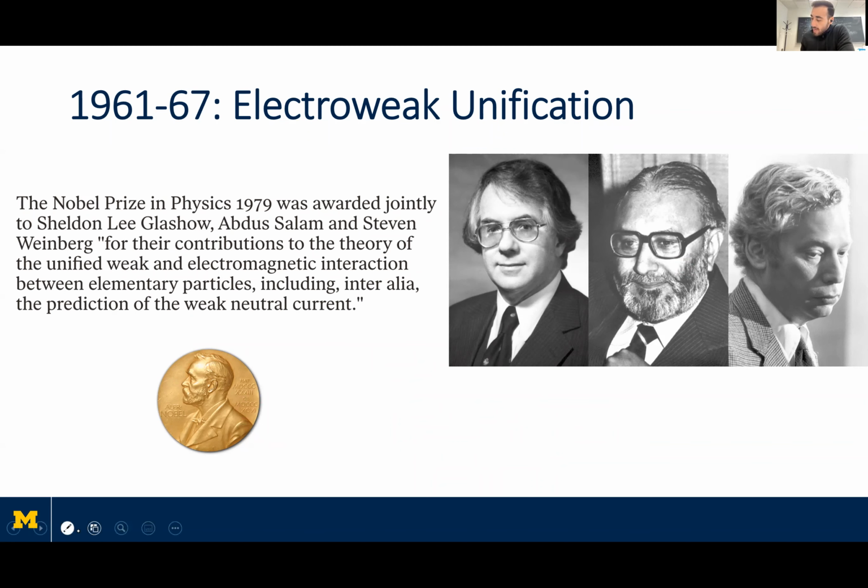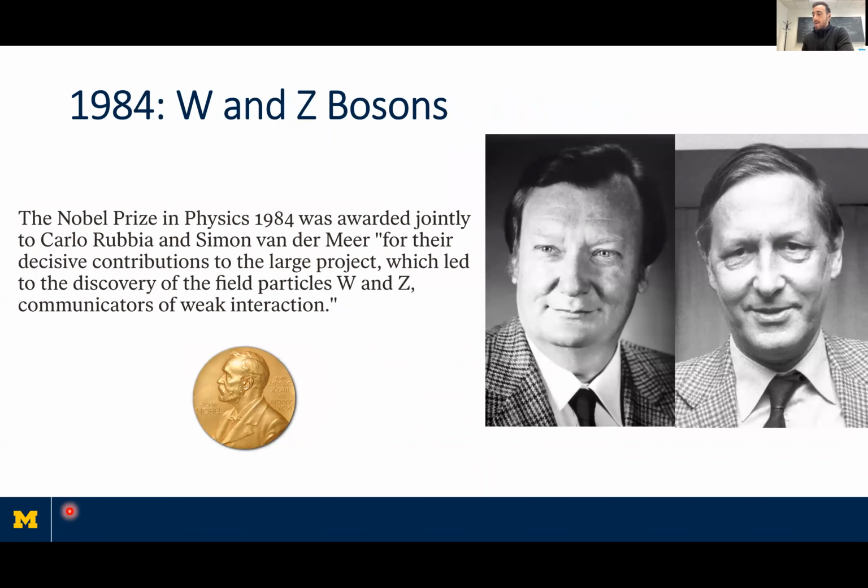So they got their Nobel Prize. And then later on, 1984, the W and the Z were discovered. Well, they were discovered before that, but this was when the prize was given out. So this is not strictly in chronological order. There's some wiggle room here. But Rubbia and Van der Meer got their Nobel Prizes for their discovery of the W and the Z.